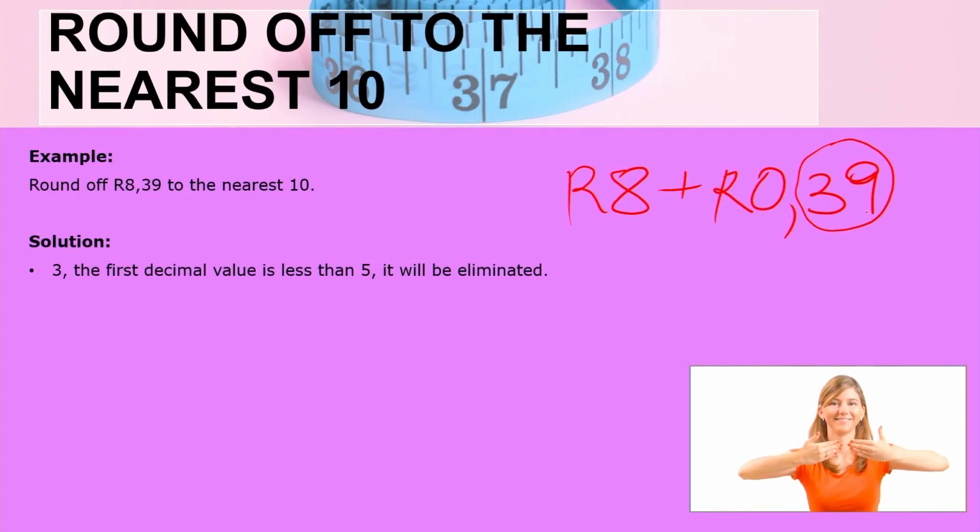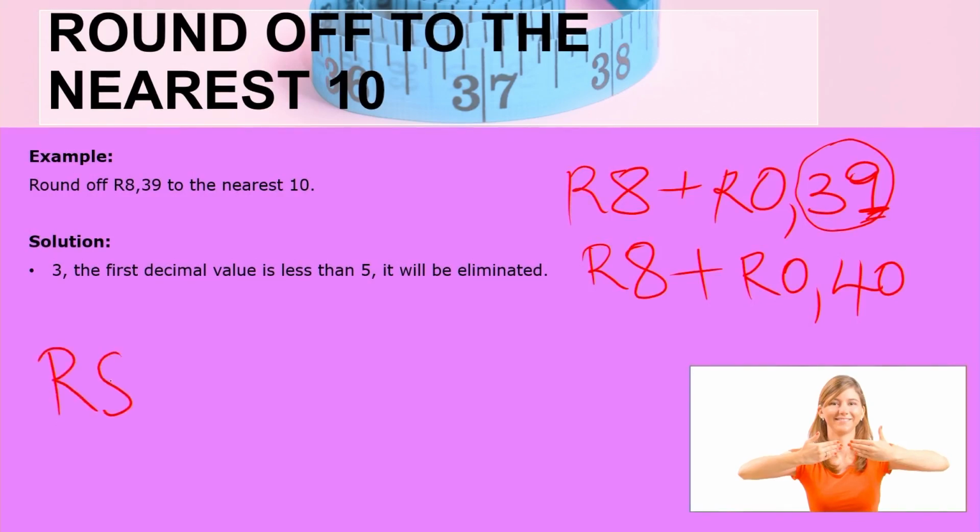Looking at 39 cents itself, we will be looking at the last digit of 39 cents. The last digit, which is 9, is going to be more than 4. So it means that this is rounded upward. And then if we round it upward, this will be 8 Rand plus 40 cents. So if it's 8 Rand plus 40 cents, then our answer will be 8 Rand 40. So this is what has been worked out here. This is how to get your 8 Rand 40.